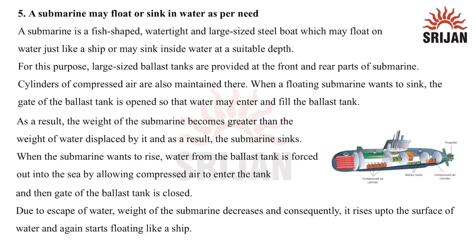So, as you can see in this particular picture, these are the compressed air cylinders. These are the ballast units or the ballast tanks, and these are the compressed air cylinders. Okay, so there are two of these at one side, and this is the propeller of the submarine.